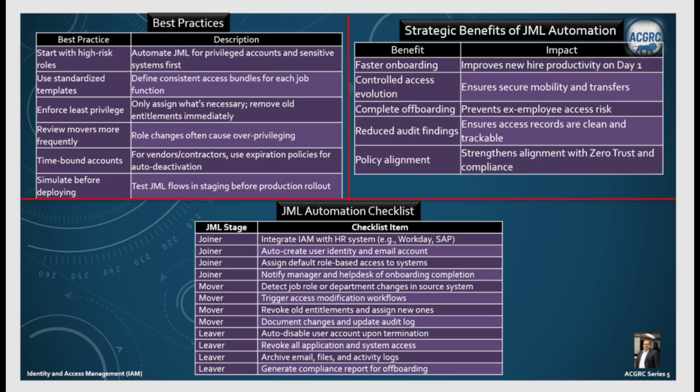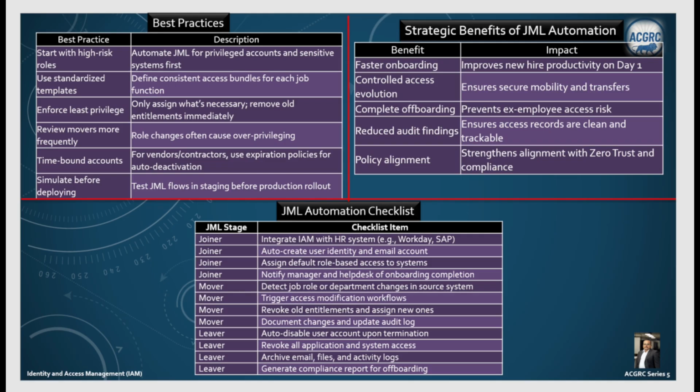Test your JML flows in staging before production rollouts. What are the strategic benefits of automating the JML process? Well, it improves new hire productivity on day one. It ensures secure mobility and transfers. It prevents ex-employee access risk. It ensures access records are clean and trackable. It strengthens alignment with zero trust and compliance.